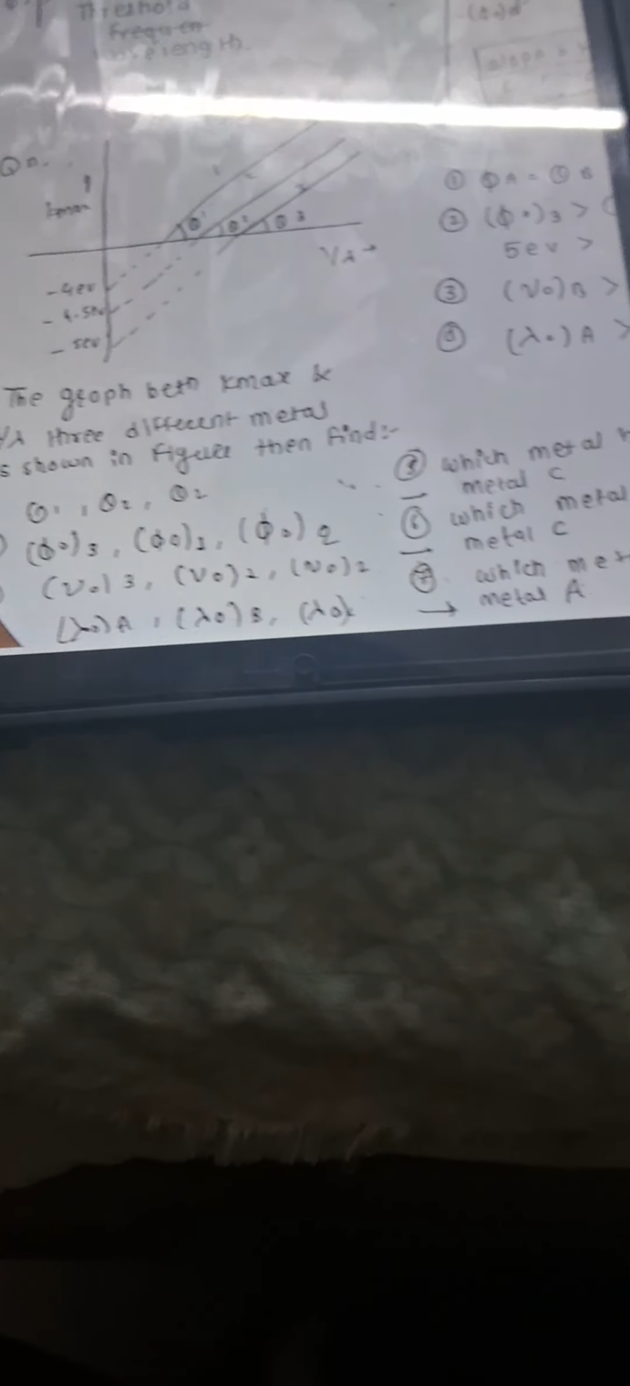Let's discuss another question. It is on the three graphs between Kmax and 1 by lambda. So the first question is the relation between theta A, theta B and theta C. So obviously all the three are equal. Then we have threshold wavelength. So that will be greatest for 1, as 1 by lambda is greatest for the third graph. So lambda follows the inverse order. So lambda naught for 1 will be greatest.